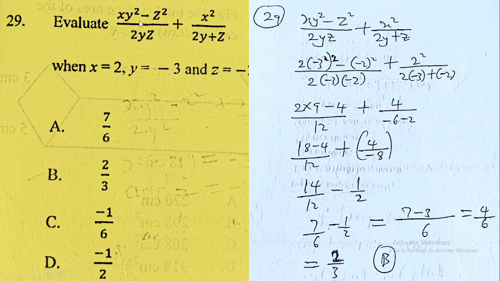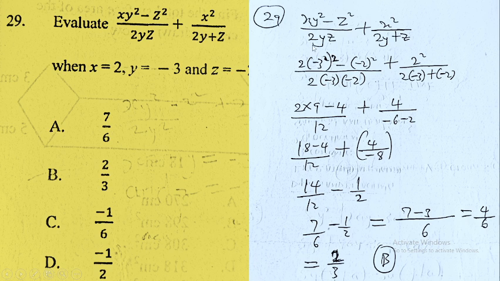We have to evaluate (sy squared minus z squared) over 2yz plus s squared over (2y plus z), given the values s is 2, y is minus 3, and z is minus 2. So this is algebraic fraction by substitution. We have to substitute the values of each variable here and simplify them.